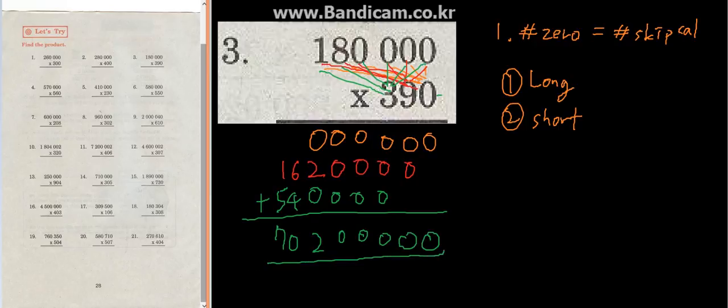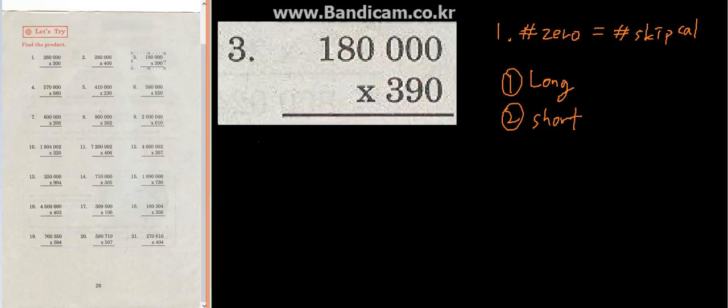This is going to be the answer. But this is too long. I just skipped it for you, and it's going to be a pain. So what I'm going to introduce is the short way. First, you count the number of zeros. And remember, the number of zeros means you can skip calculating how many times? 5 times.